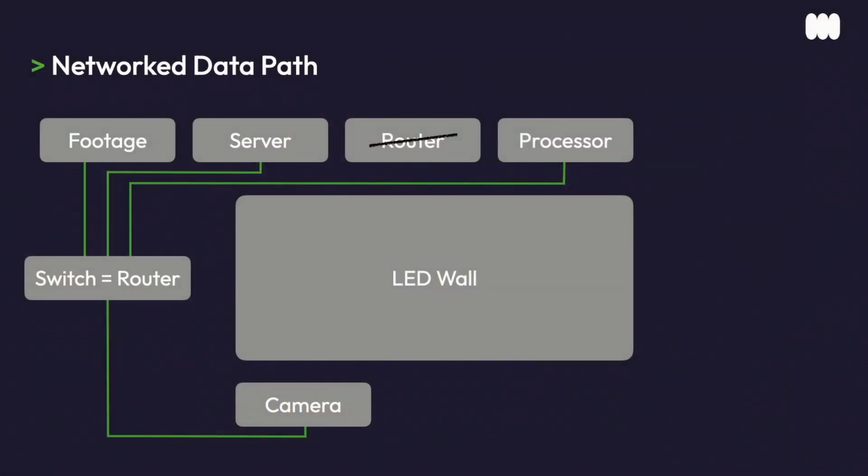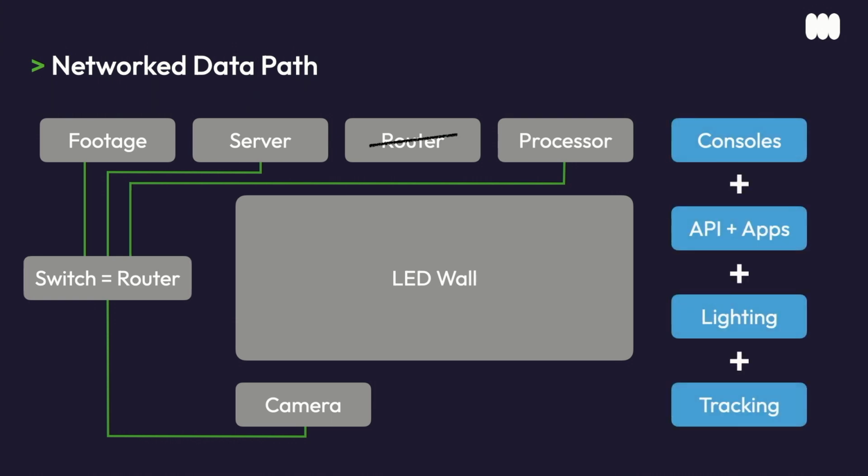So with a networked data path with 2110, all of these devices now simply plug into an Ethernet switch, which basically becomes your video router as well. In many cases, the router is removed from the system, or there might be a very specialized 2110 router. We're taking all of these data paths and bringing them into one central core so that any piece of equipment can get any data that it needs. That allows us to also start thinking about consoles, APIs, other devices, lighting, tracking systems, and they all can plug into the same place.